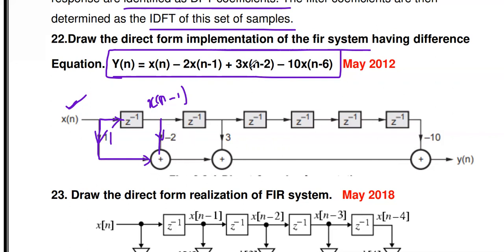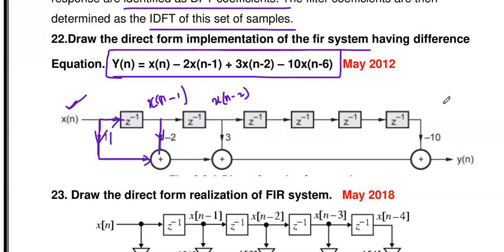Similarly, third thing you see x of n minus 2 multiplied with 3. So you give it to one more delay. So the output obtained of the second delay is x of n minus 2. You multiply with the 3, you just add this output and this one. Then the last one, x of n minus 6. So x of n minus 2 we are having.